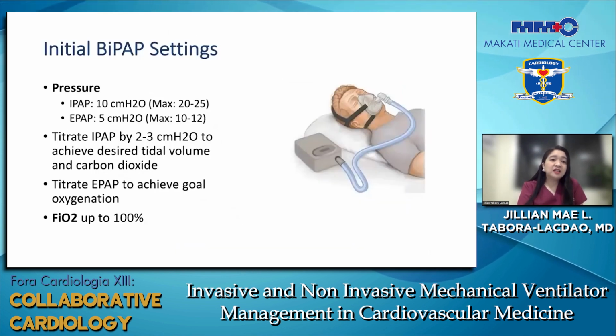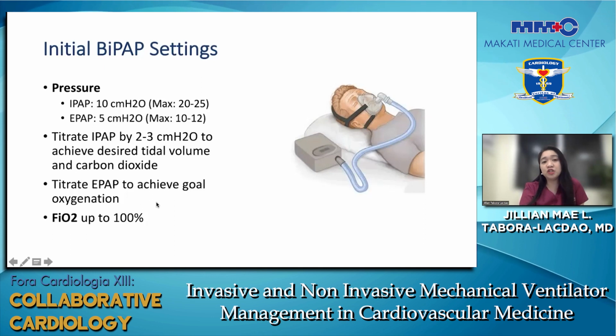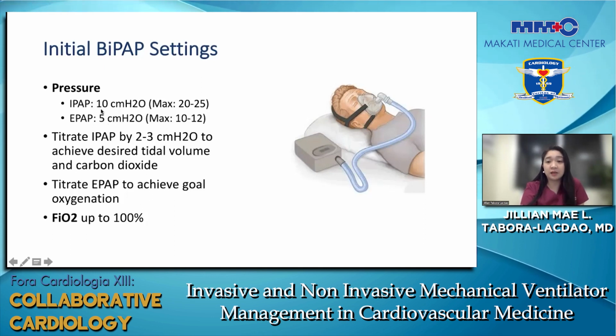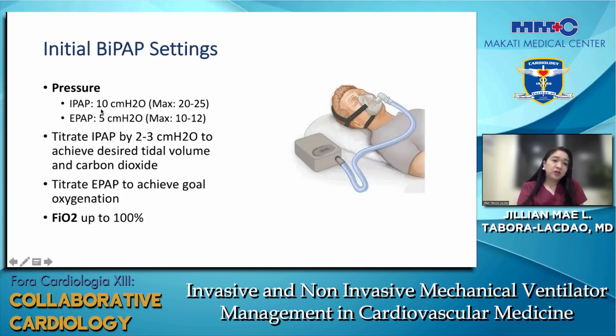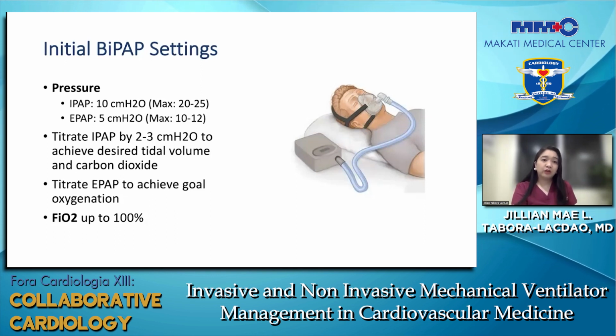So initial settings are for IPAP, 10 centimeters water. You can increase it up to 20 to 25. The EPAP is set at 5. The maximum is 10 to 12. Always make sure that there is a difference between the IPAP and the EPAP. Always check also the pressures in the lungs of the patients to avoid barotrauma.